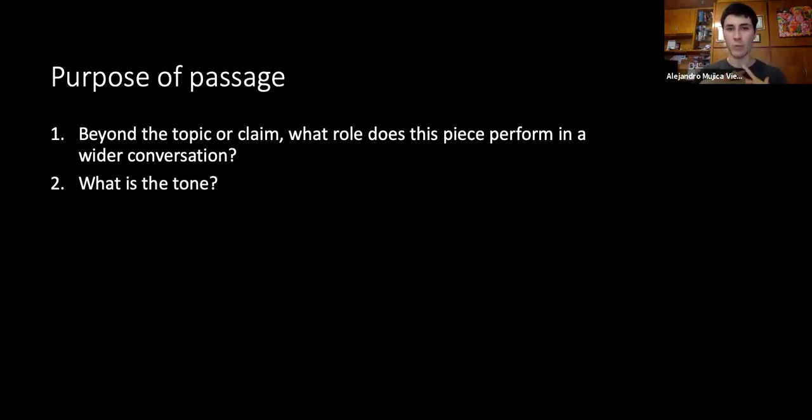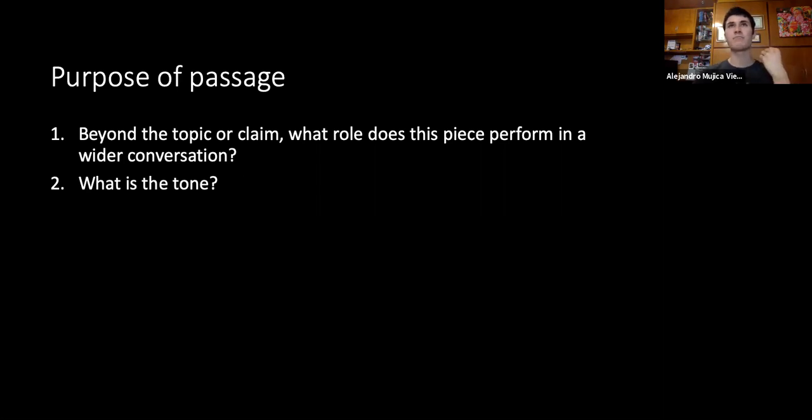What is my stance on women's rights? Topic, women's rights. Stance, positive, like I want women to have rights. And tone, angry. I'm angry because I cannot believe that they haven't been given rights yet. That's your central claim, those three things. But beyond the topic or claim, what role does this piece perform in a wider conversation? So within the big conversation, the debate about women's rights, what makes this piece specifically special?